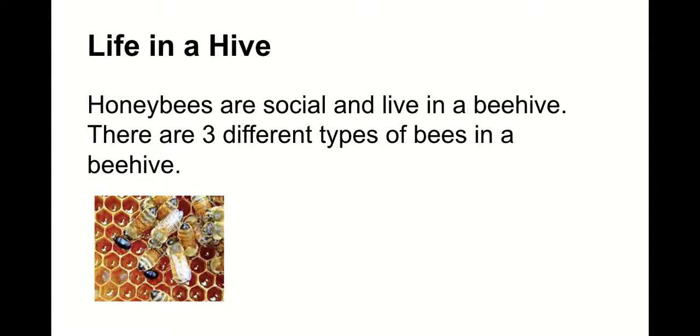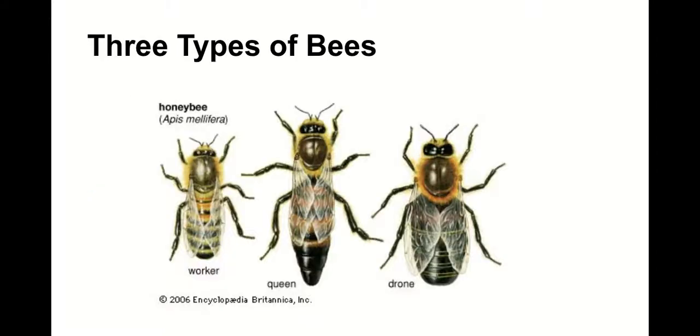So honeybees are very social. They live in a beehive. A beehive will range from anywhere from about 10,000 to about 40,000 bees. But there are only 3 types of honeybees inside the beehive. So you have the queen bee. There's only 1 of her. You have the drone bee. Those are the boys, and there's about 100 to 200 of them in the hive. And then the majority of the hive is made up of worker bees, which are all female.